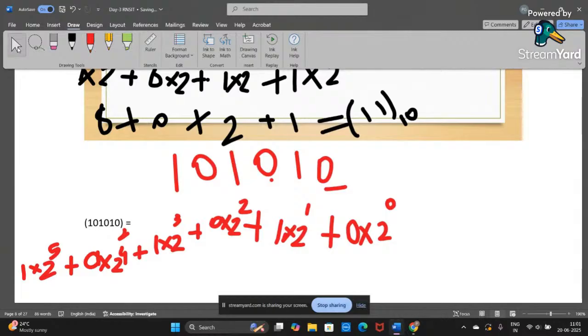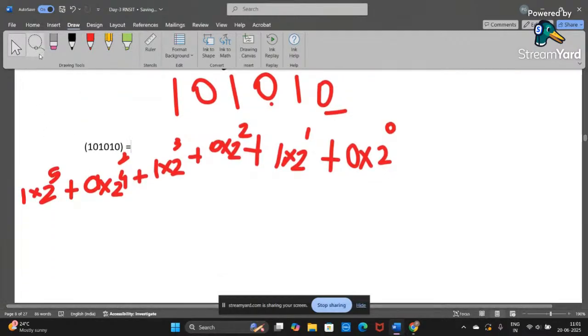So let us write these values now. 2 power 5 means 2 2s are 4, 4 2s are 8, 8 2s are 16, 16 2s are 32. So 2 power 5 is 32.